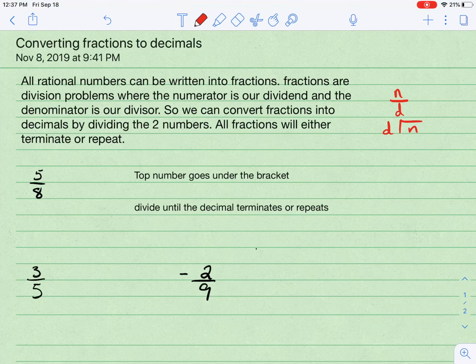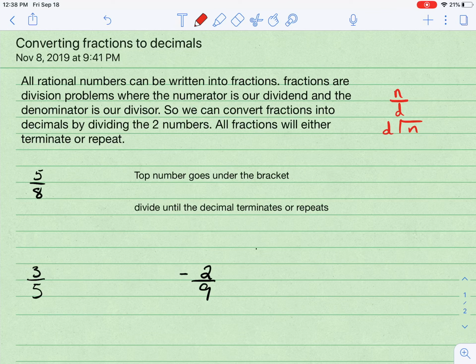Now all fractions, when converting from a fraction to a decimal, are going to either terminate or repeat. So when you solve, eventually you're either going to run out of anything to bring down and it cancels out evenly, or you're going to find a number that just keeps reappearing, and so that number repeats.